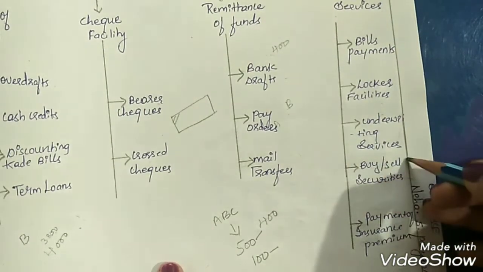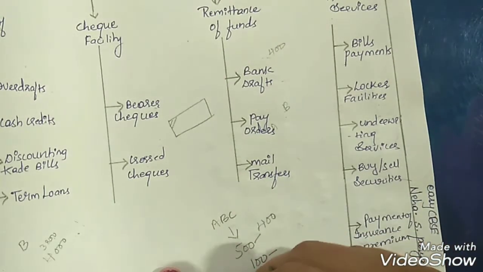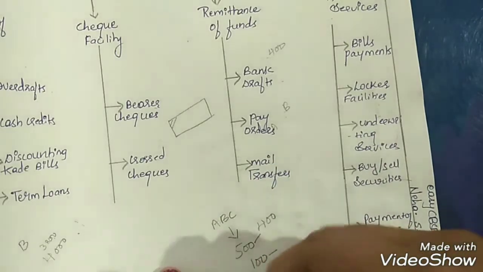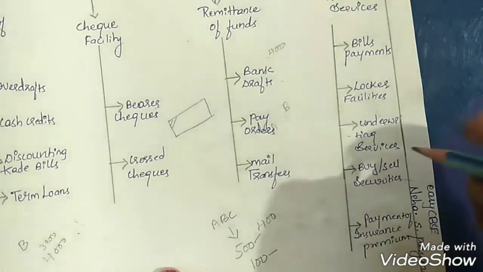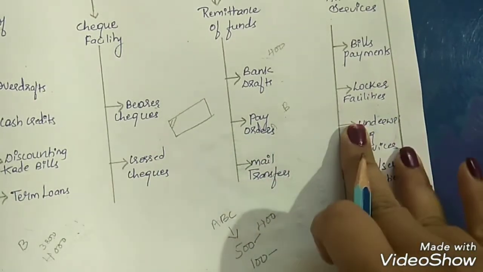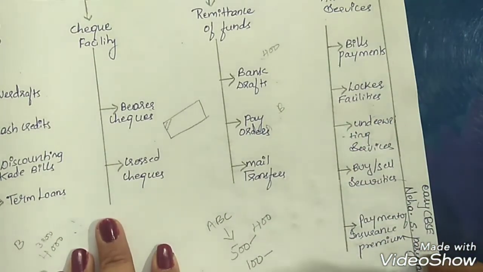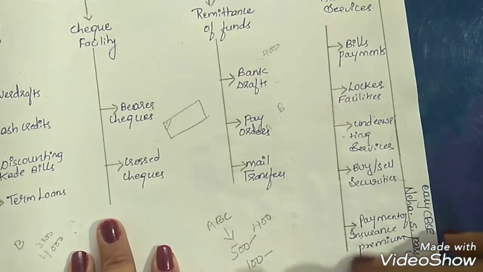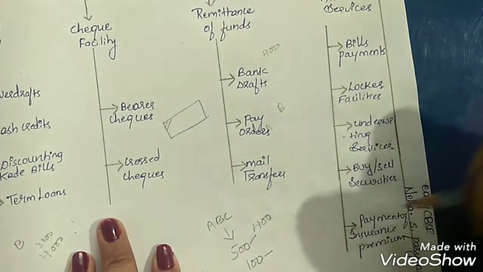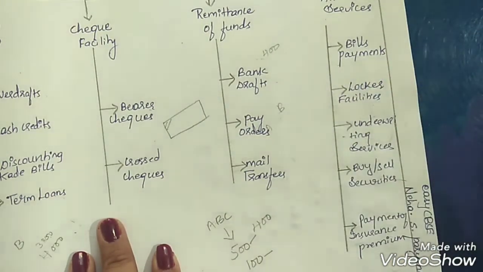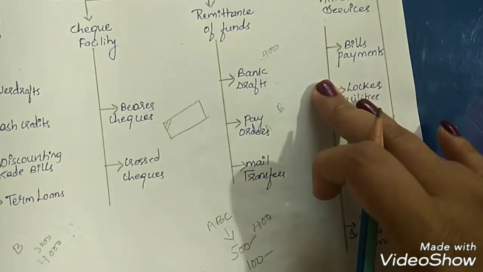Next, buy or sell securities. For example, if I want to purchase certain securities like shares, debentures, bonds, etc. from any company, the bank will do it on behalf of the customers. So that service is also provided by the banker. Along with purchasing or selling, the bank will also collect the dividend which is provided by the company to its investors. If I am the investor of some company, the bank will collect the dividend provided to me by the company on my behalf. So that service is also provided by the banks.